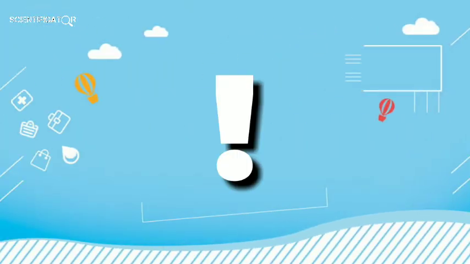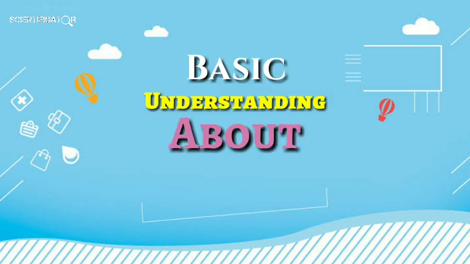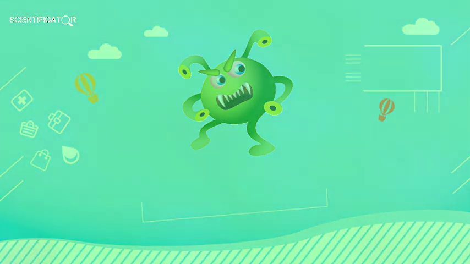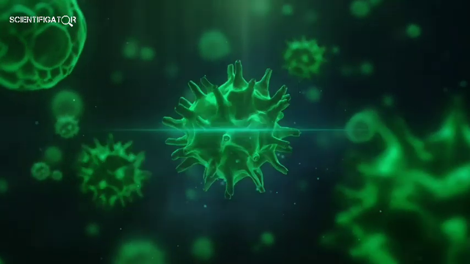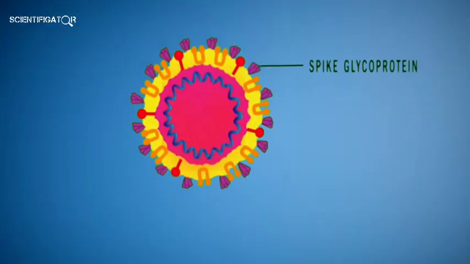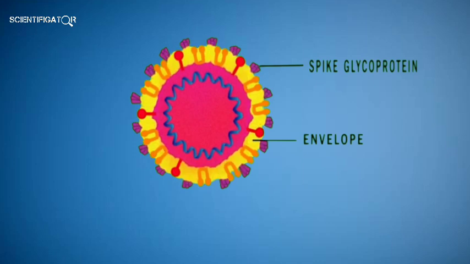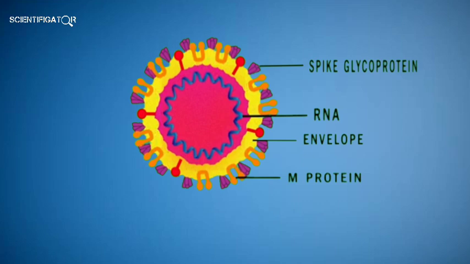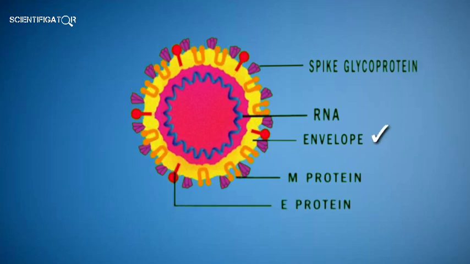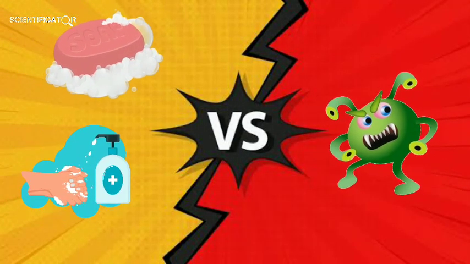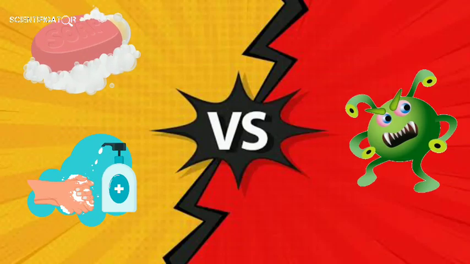Before getting into that, let us give you a basic understanding about viruses. What are viruses? A virus is made up of a core genetic material, either DNA or RNA, which is surrounded by a protective coating made up of proteins called a capsid. In some cases, there is another additional coating made up of lipids and proteins called an envelope. Hope you all get an idea about viruses, as they may be helpful later in this video.